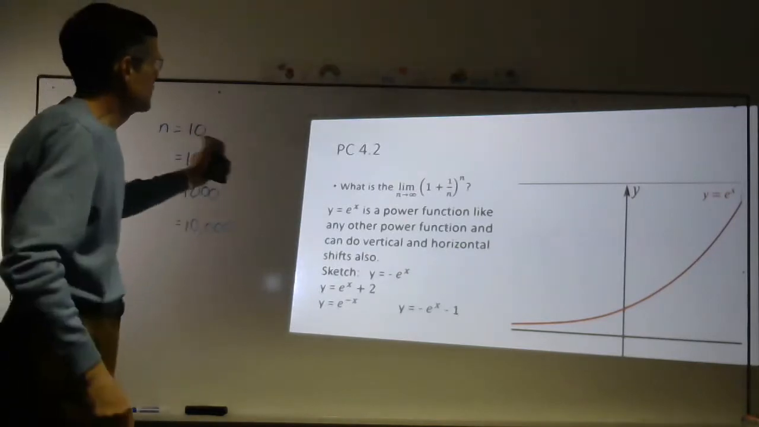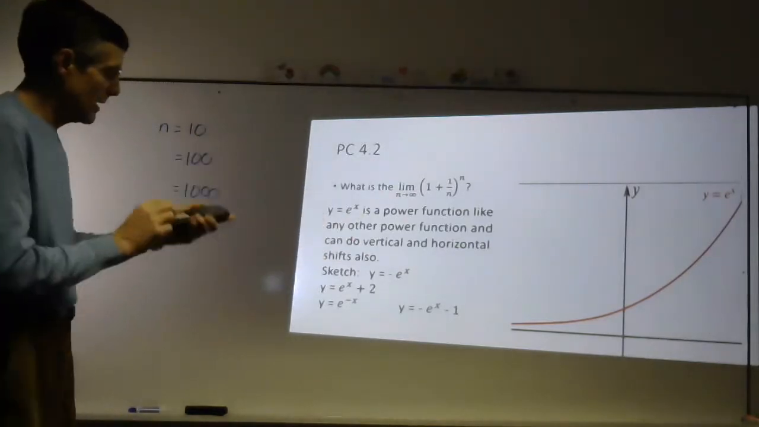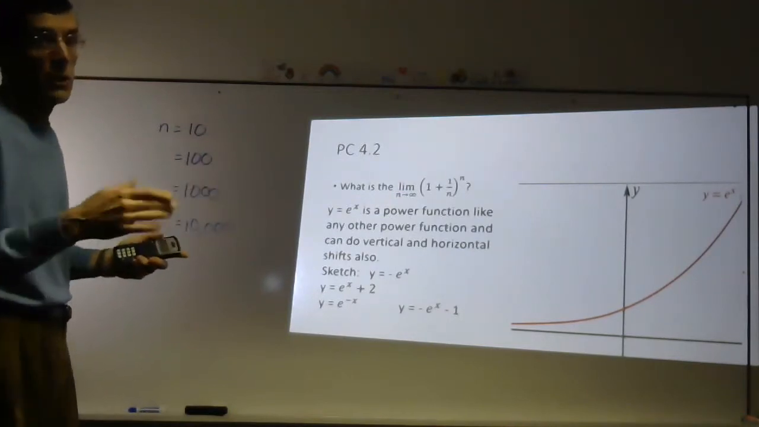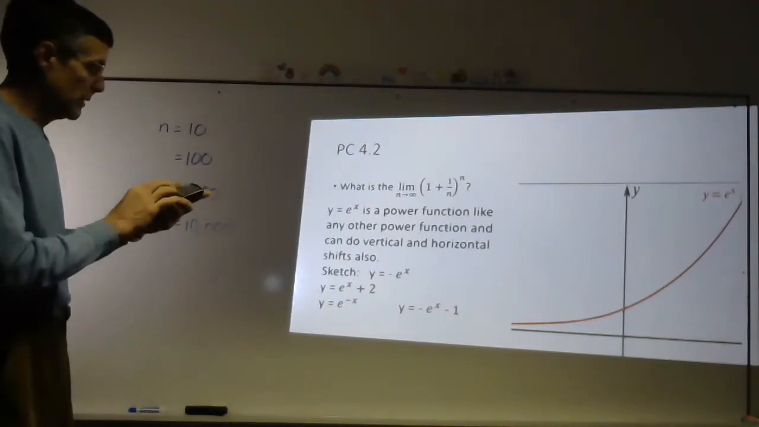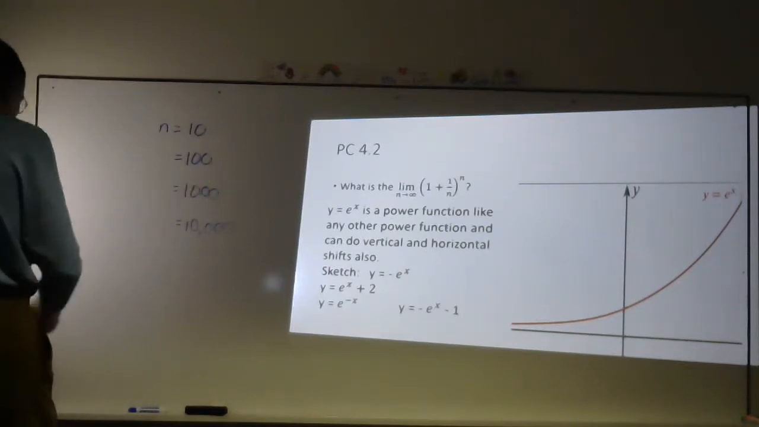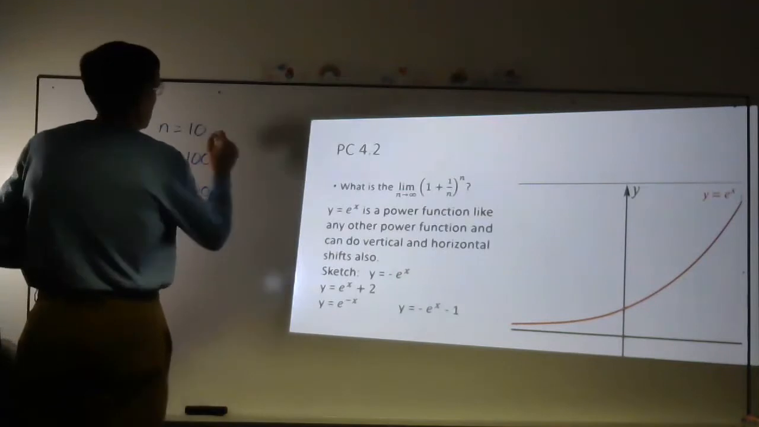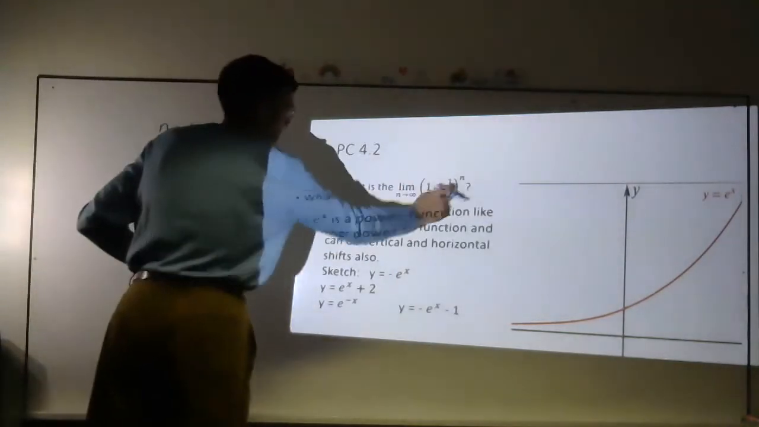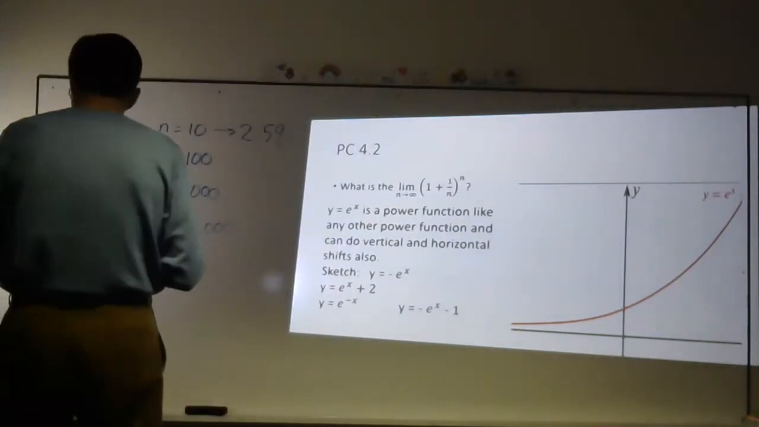All right, so let's let n get large and see what happens. Let's do it for a variety of n's. How about if we do it for n equal to 10, 100, 1,000, 10,000? I'll punch it into a calculator and see what we get. If it's 10, it's 1 plus 1/10, which would be 1.1, raised to the 10th power, and I get 2.59. So this expression is going to be equal to 2.59, okay?